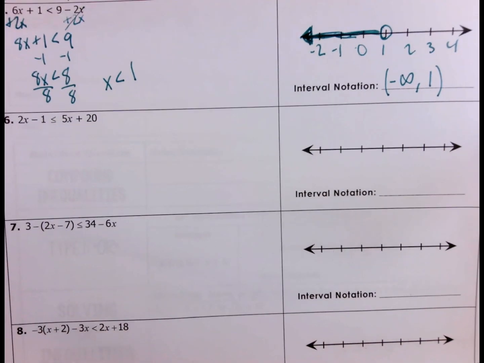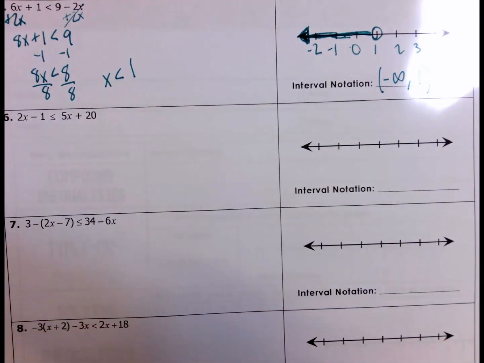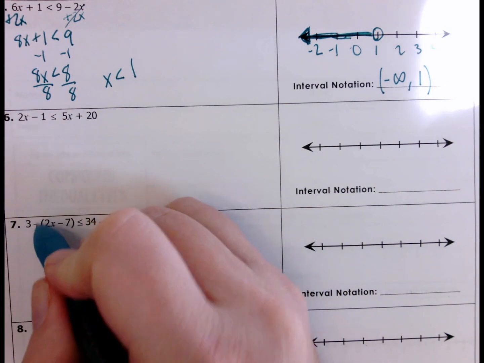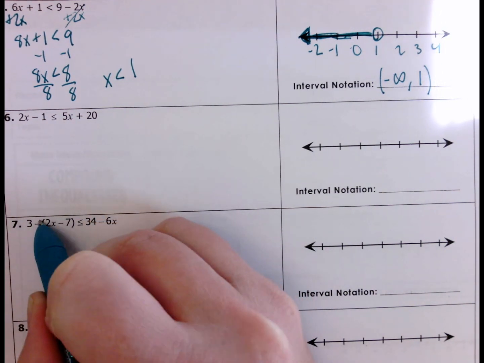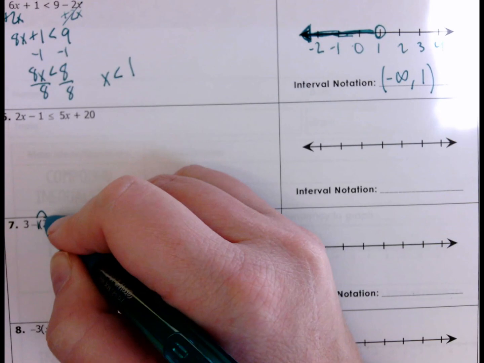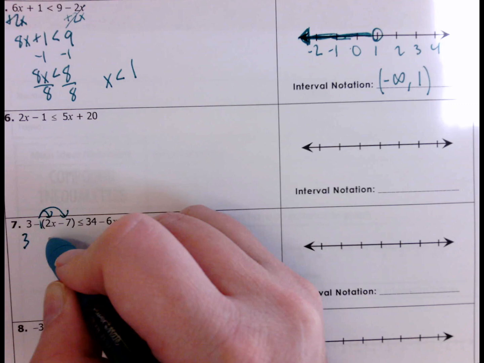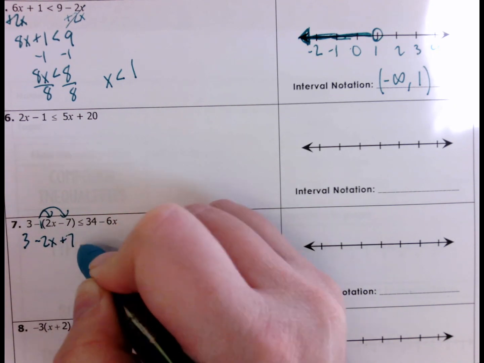Alright, we're going to go ahead and look at number 7. So number 7, here we do have a number that we need to distribute. Remember here that the 3 is not being distributed, it's this negative. And you can just kind of pretend that that's a negative 1 there. So I'm going to distribute that negative 1, so I still have the 3 over here. And then negative 1 times 2x is negative 2x. Negative 1 times negative 7 is positive 7.